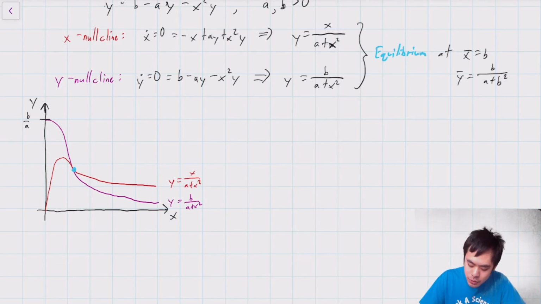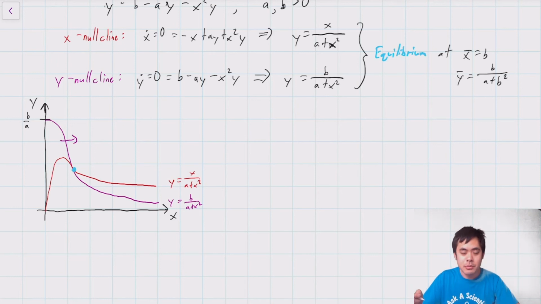And so with a little bit of work, you can show that along the x nullcline, above the equilibrium, you're going to the right. Along the y nullcline, above the equilibrium, you're going to the right, and below the equilibrium, you're going to your left. And similarly, for the x nullcline, to the left of the equilibrium, you're going up. And to the right, you're going down.